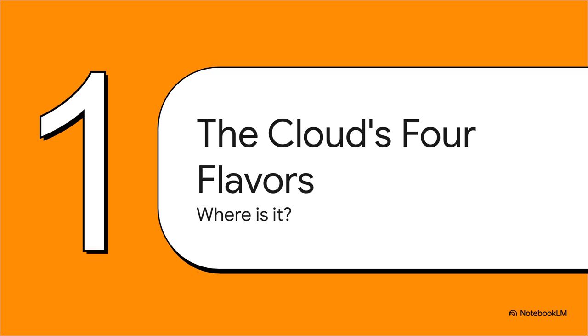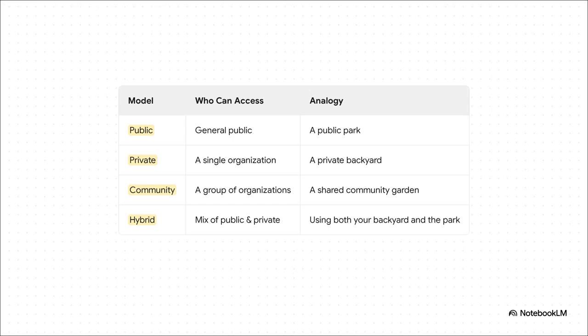Now, the official term here is deployment models, but don't let that scare you. It's really just a simple way of answering 2 basic questions. Where is this thing, and who's allowed to use it? And honestly, the best way to get this is with a simple analogy. First, you've got the public cloud. Think of it like a public park. Anyone can go, it's open to the general public. Then there's the private cloud. This is like your own private backyard, fenced off just for your organization.